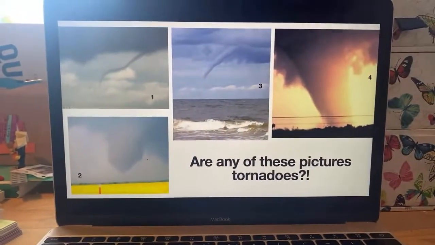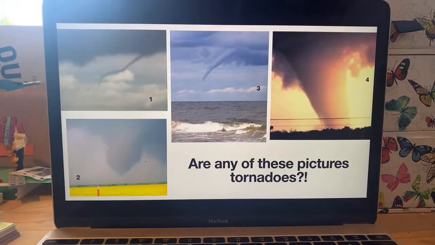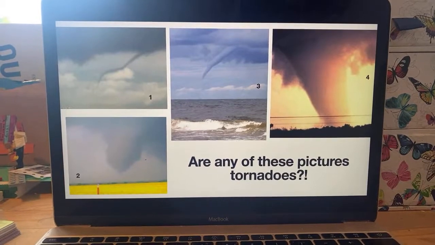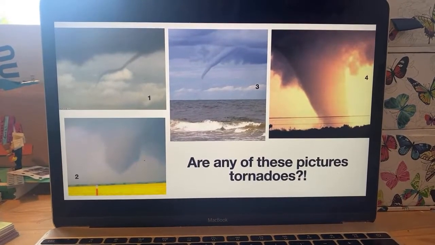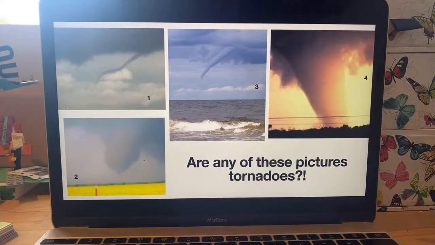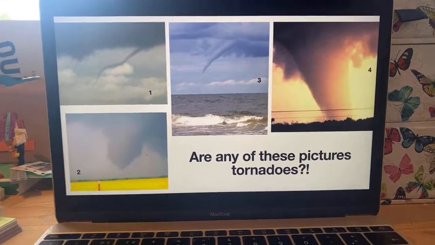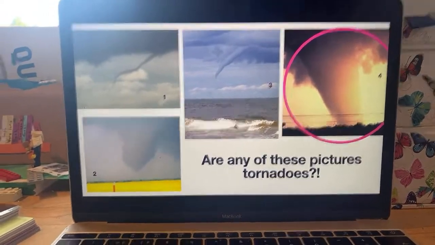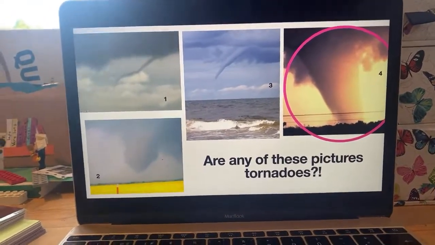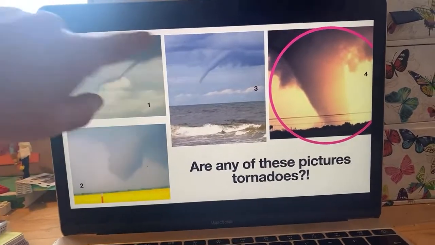So, come on. Are any of these tornadoes? 8 seconds. Picture 1, picture 2, picture 3, picture 4. Are any of them tornadoes? Just picture 4 is a tornado. Did you get that? Because it's touched the ground. So technically these ones are funnel clouds.